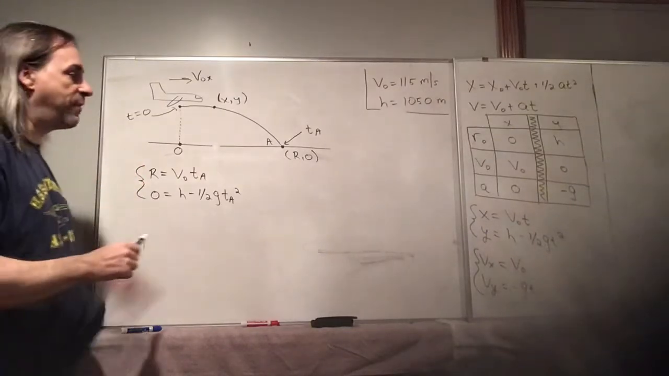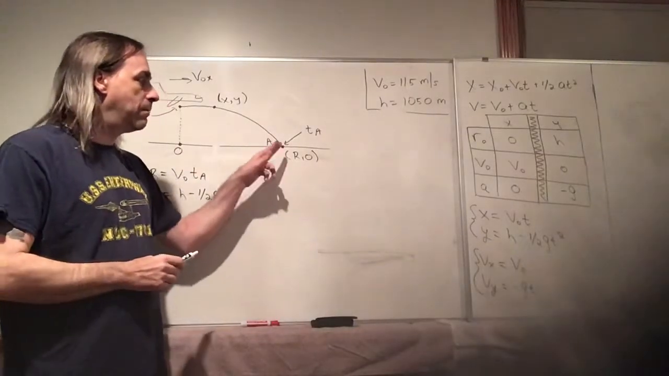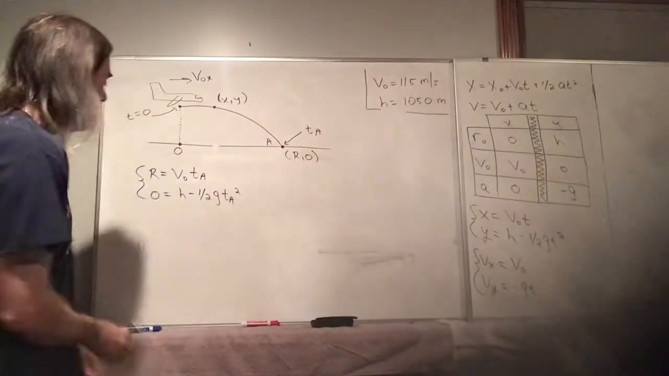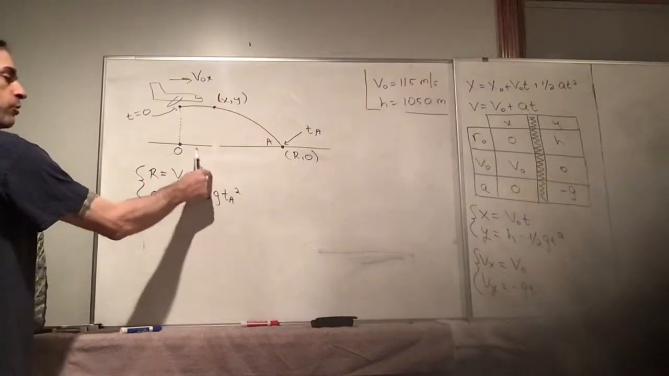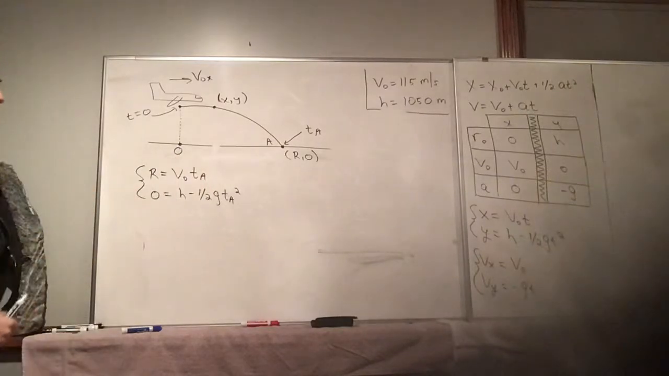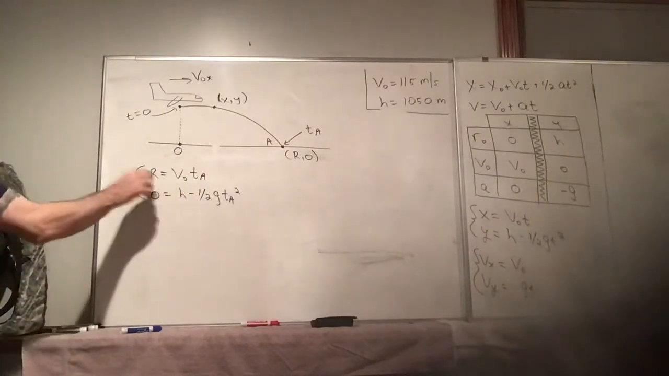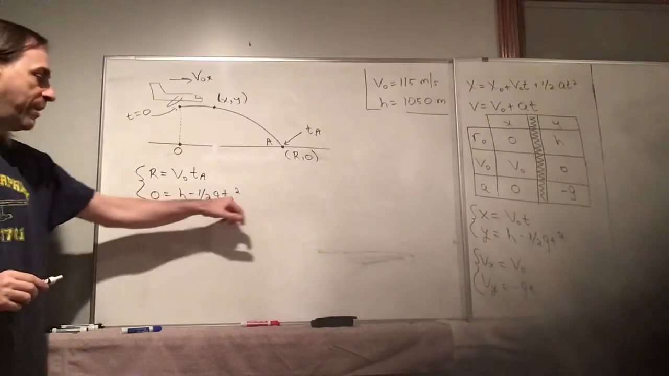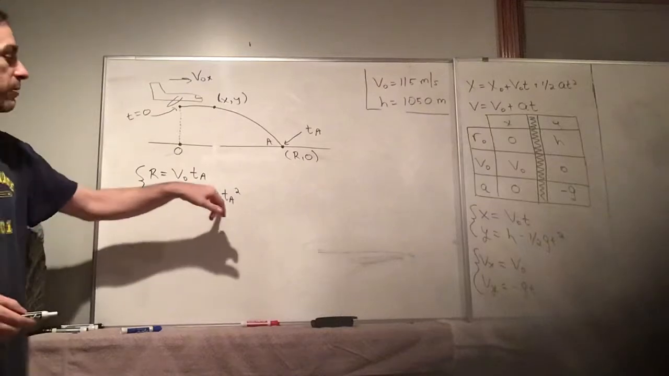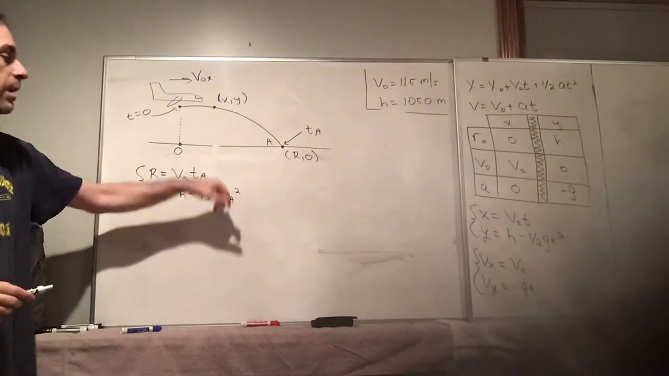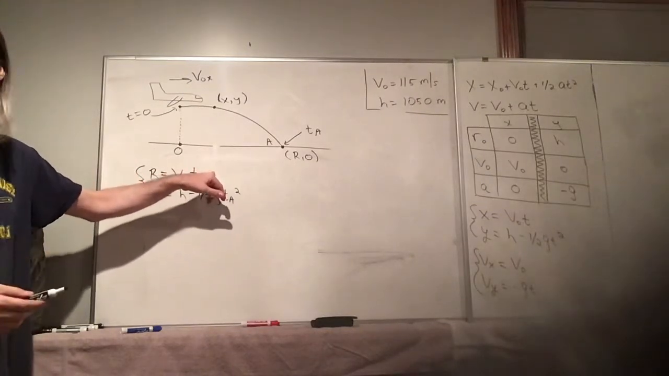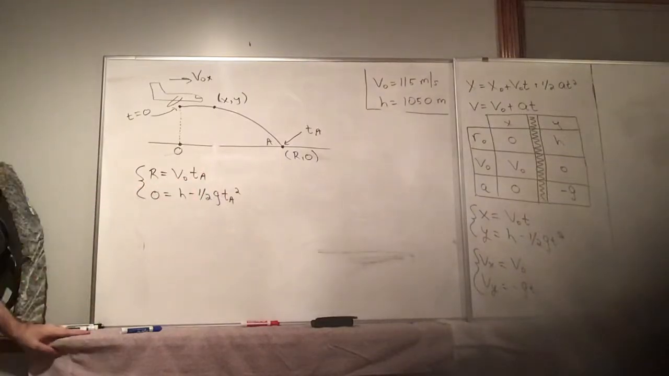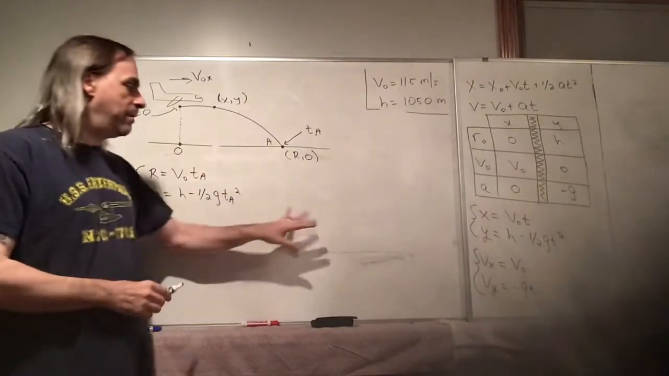And remember, our goal is to find out where the projectile lands. We're looking for r. And so we know v naught, we don't know t. So if we can find t, then we can plug that in and find the range. If you look at this next equation, we know everything here except for t. So we can solve this equation for t and then plug it in here to get the range.